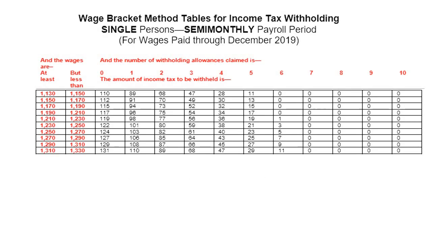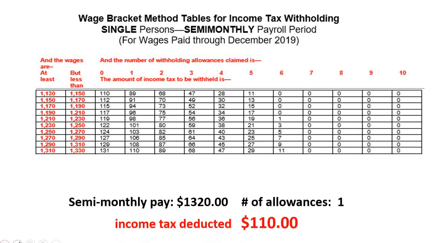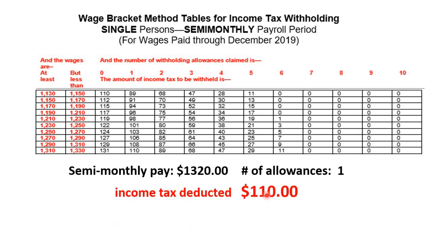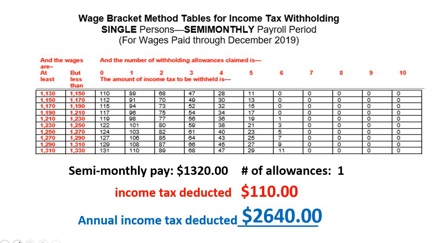But now we're going to extend that little tidbit of information. We just found this number in the tax table just a moment ago. Excellent job by you guys. But now I have another question. How much tax is deducted for the whole year? What do you think? There's the answer, $2,640.